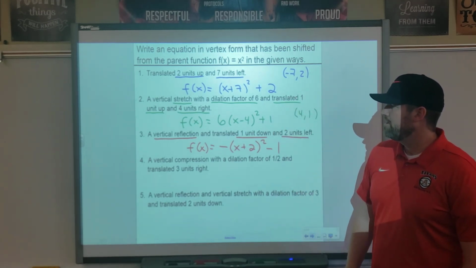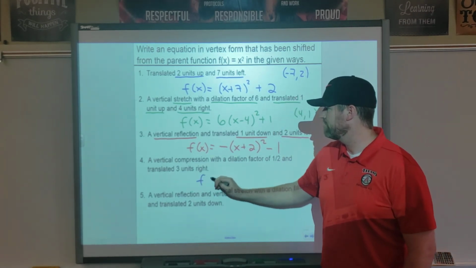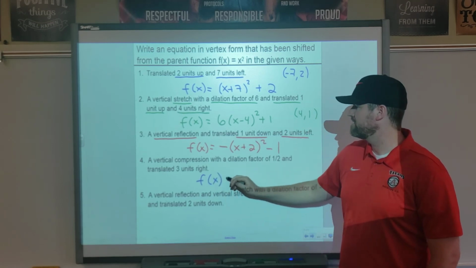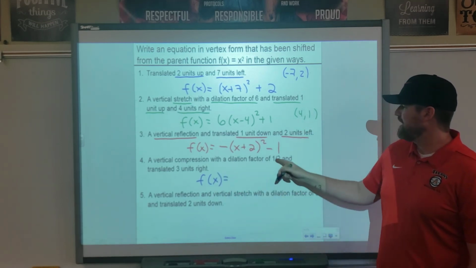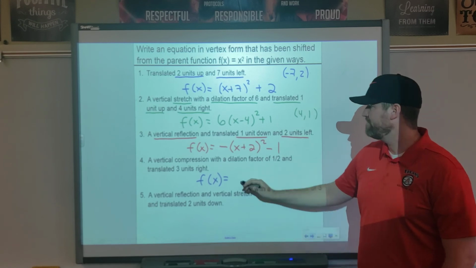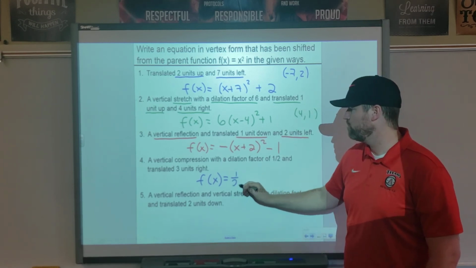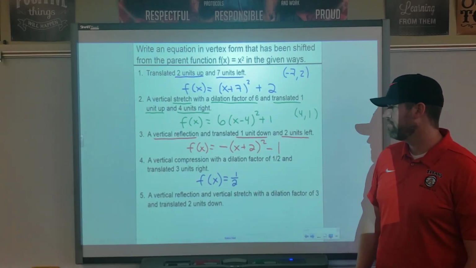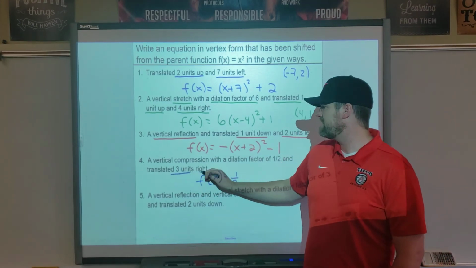2 more. A vertical compression. So if it's compressing, we know it's going to be a number less than 1. And in fact, it tells me that it's going to be a factor of 1/2. So it's going to be +1/2, or 0.5 would be fine. And then we're also going 3 units to the right.